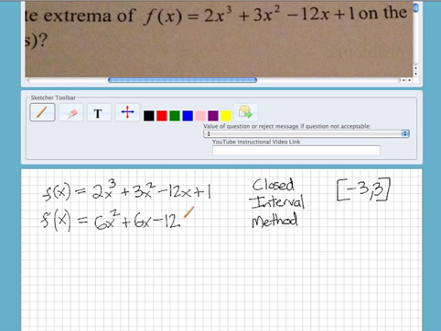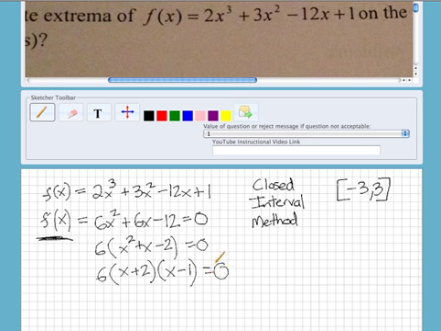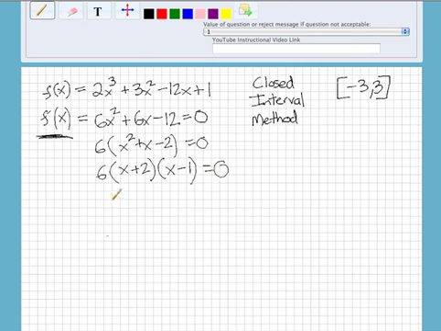Then we have to find the critical values. The critical values occur where the derivative is either undefined or 0. This will never be undefined, for many reasons, but there's no denominator for one, and there are no square roots or anything like that. So we only have to worry about where it's equal to 0. I'm going to take out a 6: x squared plus x minus 2, and then we factor to find our critical values. So this is x plus 2 times x minus 1. Our critical values, I'll call them CVs, are -2 and 1.